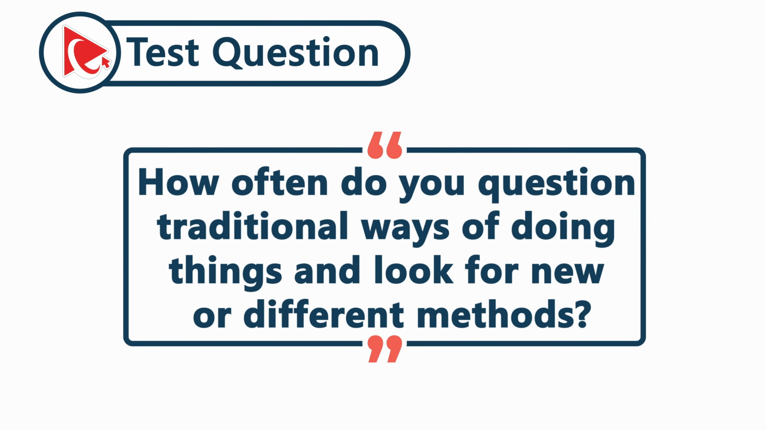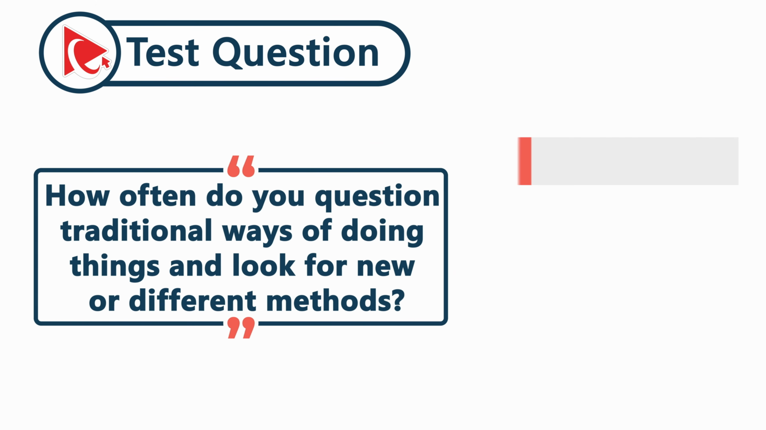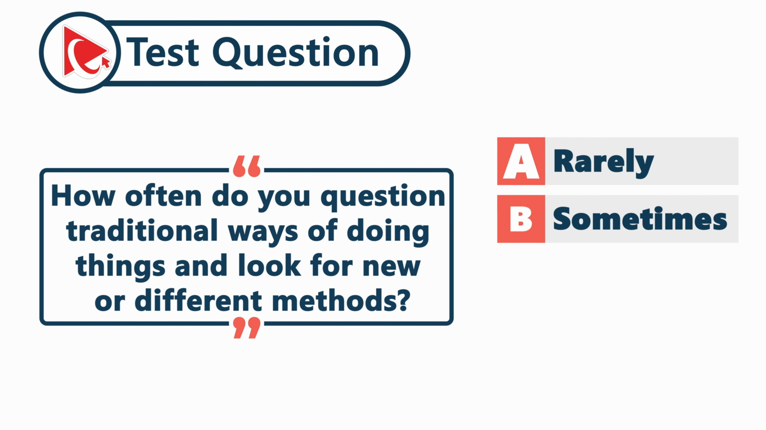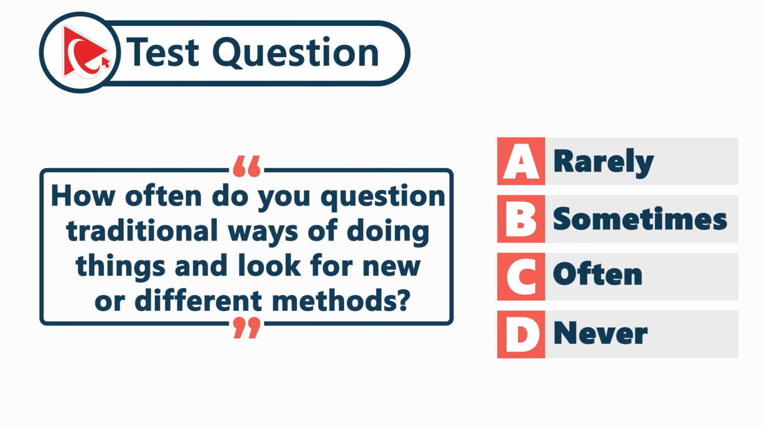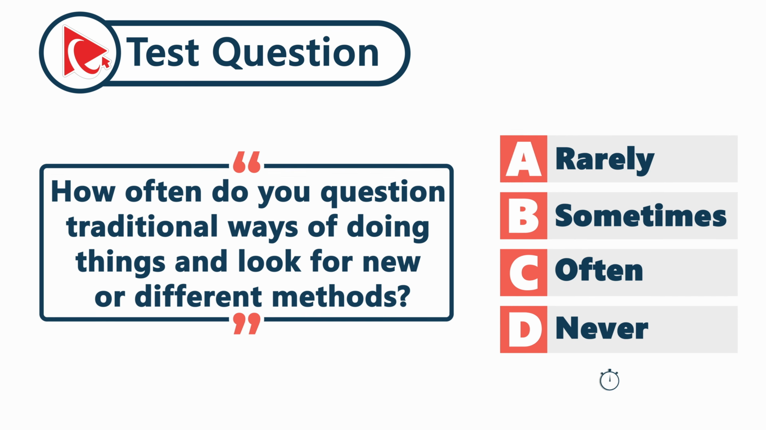How often do you question traditional ways of doing things and look for new or different methods? You need to select your answer out of 4 possible choices. Choice A, rarely, choice B, sometimes, choice C, often, and choice D, never. Feel free to take your time with this question, just like you would during the actual test. And when you're ready, we'll review the answer together, and I'll walk you through the solution step by step.